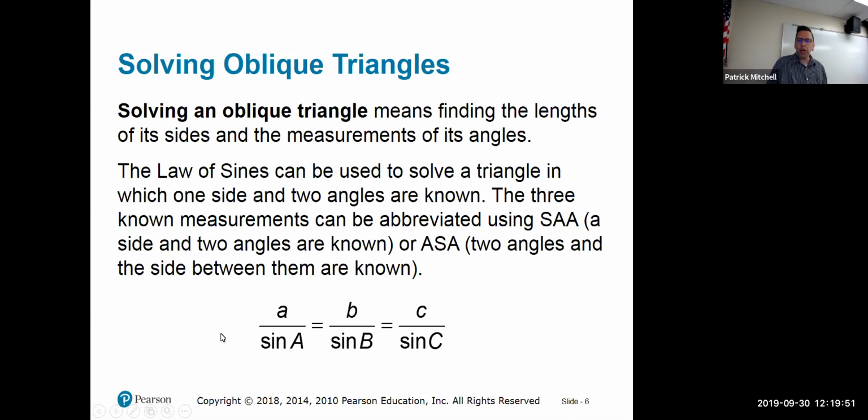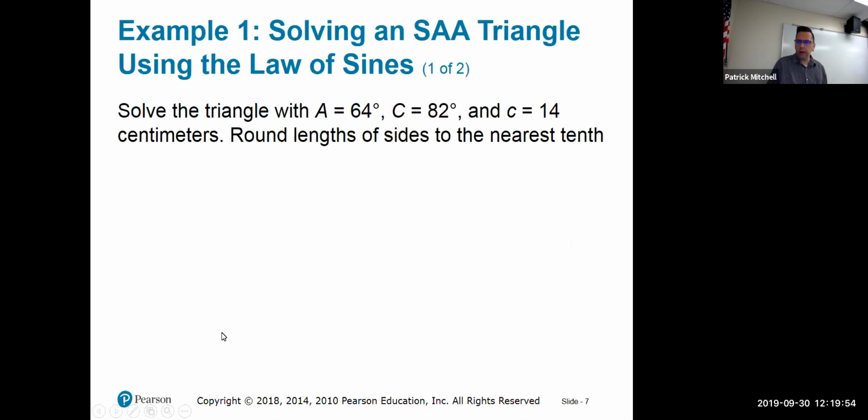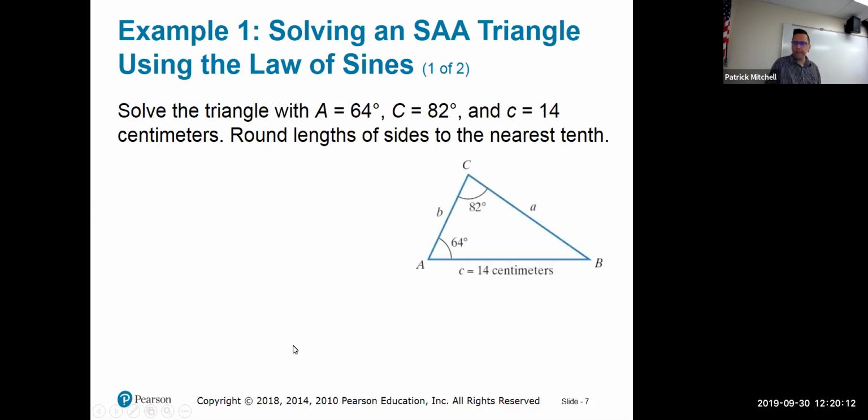So, are we ready for an example? I think we are. In example 1, they want us to solve the triangle where big A is 64 degrees, big C is 82 degrees, and side c is 14 centimeters. So the first thing I want to do is show you a picture of that. That looks like this. This is what they call SAA. You're given a side and 2 angles. The side is not between the two angles. So in this case, we have enough information to complete the ratio about C.